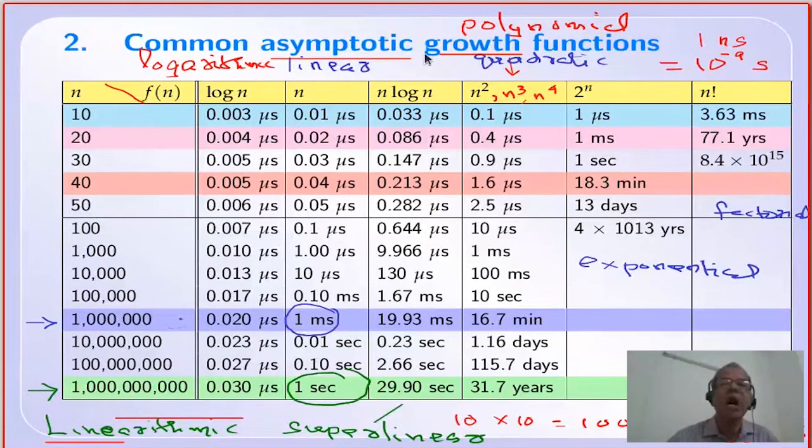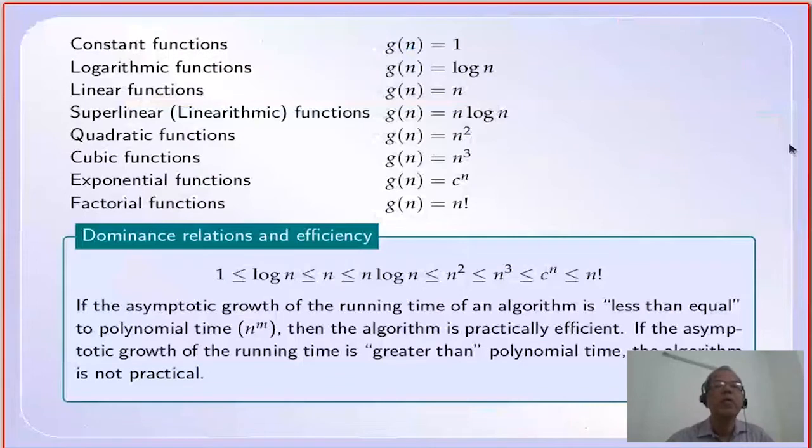What is asymptotic? How it grows in the limit. When the input size turns to be very large, how does the growth function behave? That's why instead of just running time, we have this high sounding word asymptotic growth functions, and these are commonly used. One is constant function, log n is logarithmic function, n is linear, n log n is superlinear or linearithmic, n squared quadratic, n cubed cubic, c power n. It need not necessarily be 2 power n, it can be any c power n.